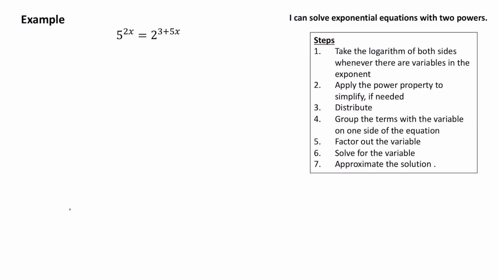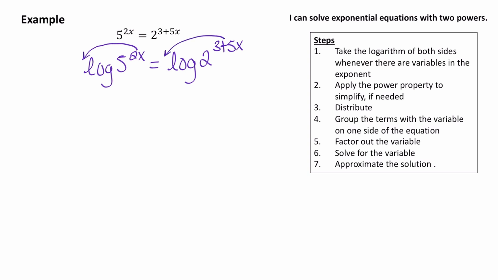So let's look at a problem like this. Notice that we have exponents on both sides that have a variable in them. So we're going to go ahead and take the log of both sides. So we have the log of 5 to the 2x equals the log of 2 to the 3 plus 5x. Okay, so now we're going to use that power property and bring that exponent down in front. So we have 2x log 5 equals 3 plus 5x log 2.